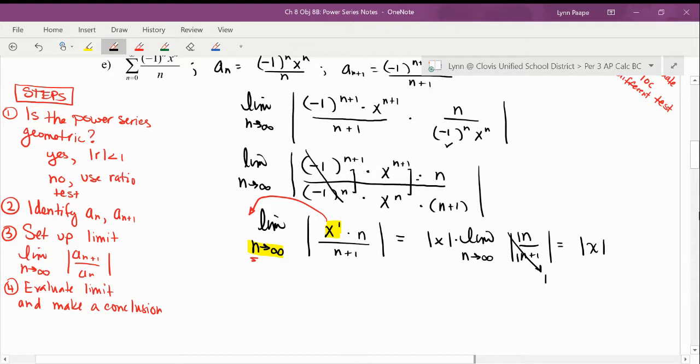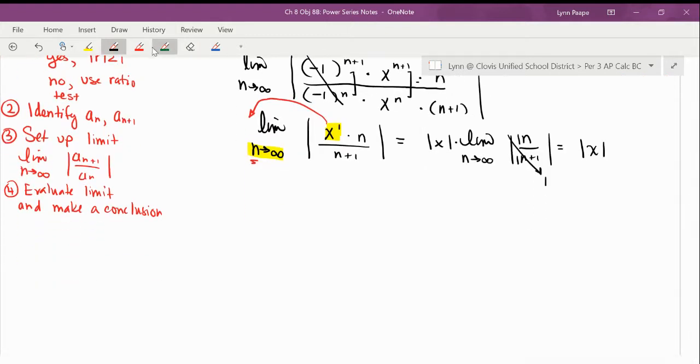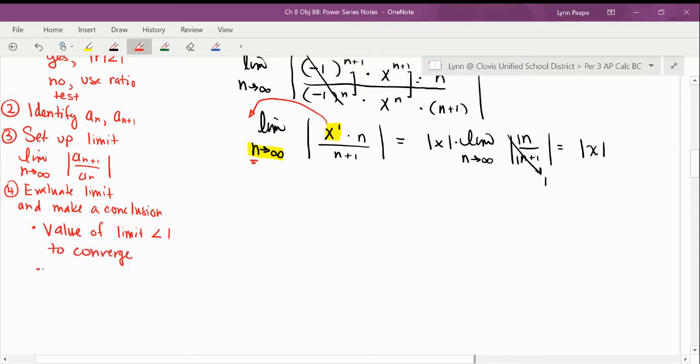All right, so now here's that make a conclusion component. On that make a conclusion component, what I have to recognize is that I am doing the ratio test. So the conclusion is that the value of the limit needs to be less than 1 to converge, right? And then equal to 1 is inconclusive.